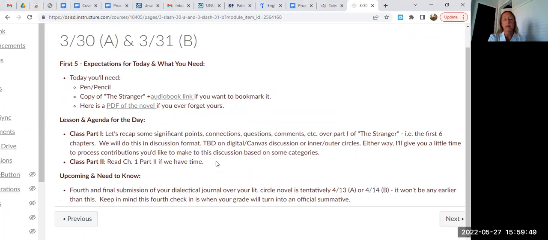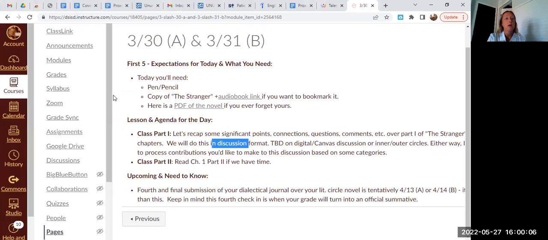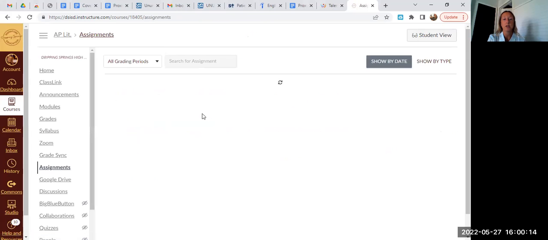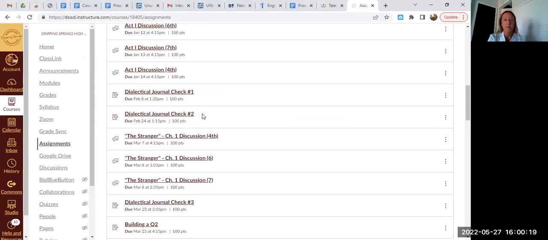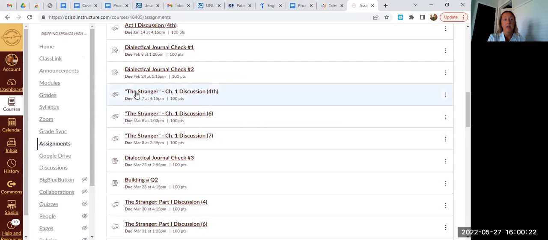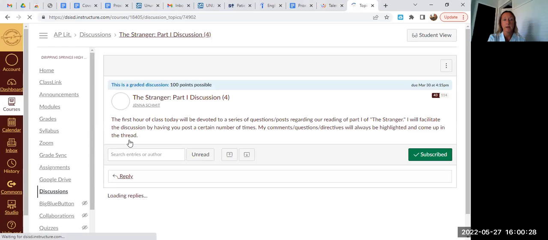For this particular mini lesson, students can find that we're recapping significant points, connections, questions, and comments over part one of Albert Camus' The Stranger. We're looking at the first 6 chapters of that novel, and we're doing this in the form of a digital discussion. To find that assignment, students could go through the discussion post embedded in modules, or they can go to Canvas assignments, or Canvas discussions. So lots of outlets for them to find that. And you can see I did many digital discussions throughout the academic year. This was the assignment post that went with the module that I just posted.